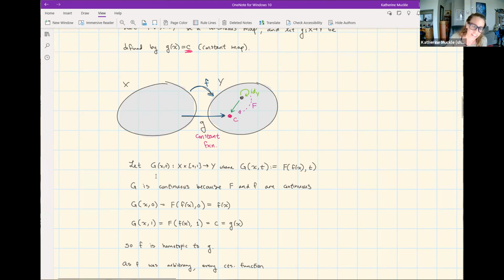So to formalize that, let g of (x,t) go from x cross [0,1] to y, and I'm going to define it by plugging f of x into capital F. And so this is continuous because both capital F and f are continuous. And just to check, g of (x,0) does in fact give us f of x, g of (x,1) does in fact give us c. So now I have that f is homotopic to that constant function. And then since f was arbitrary, that means that all of my continuous functions from x to y are homotopic to that constant function. So they're all homotopic to each other. And thus the set of equivalence classes of those functions would just have one element.